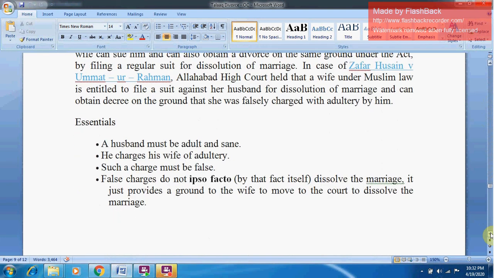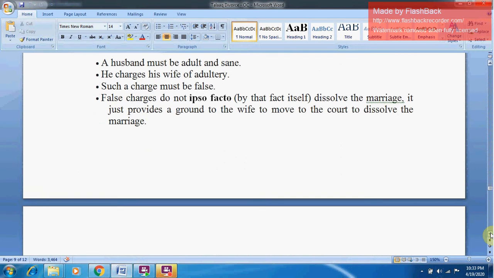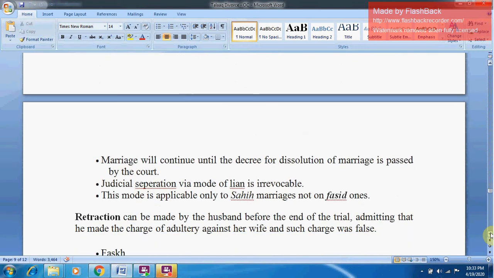A husband must be adult and sane. Number 2, he charges his wife of adultery. Number 3, such charge must be false. Number 4, false charges don't ipso facto, by the fact itself, dissolve the marriage. It just provides a ground to the wife to move to the court to dissolve the marriage. And the next point is marriage will continue until the decree of the dissolution of marriage is passed by the court. And the last but one is judicial separation via mode of li'an is irrevocable.